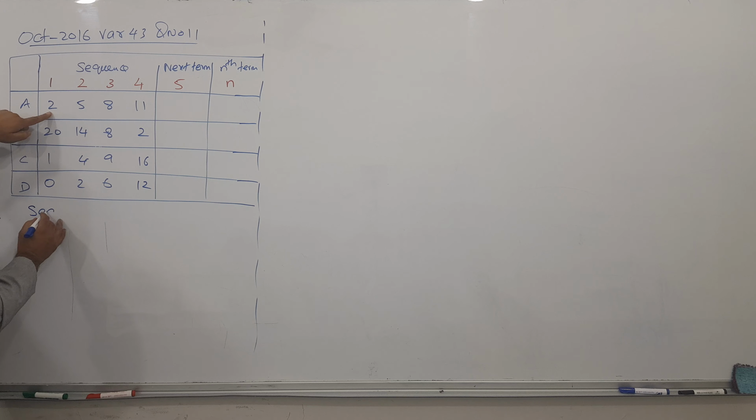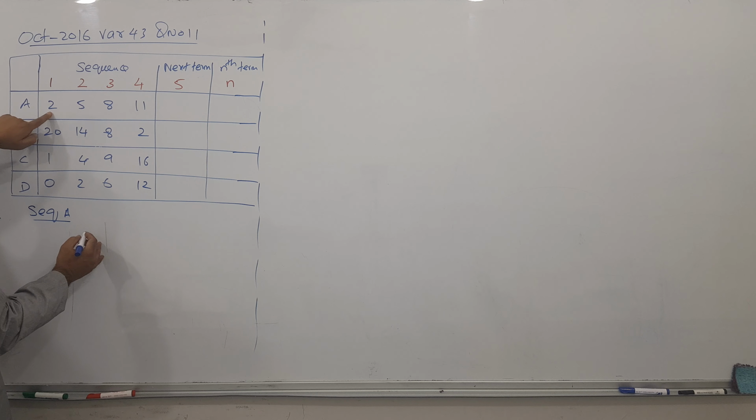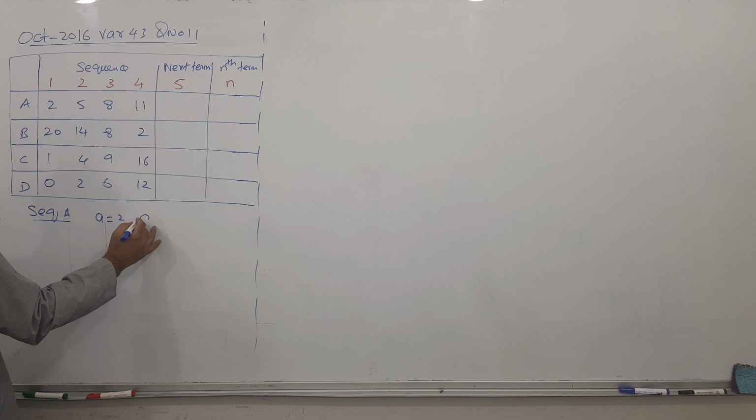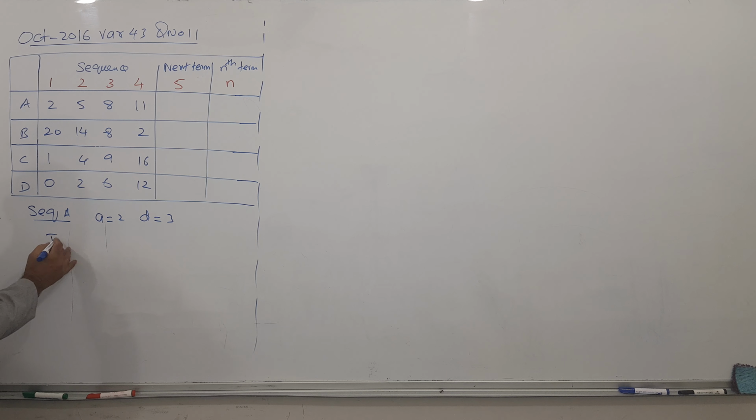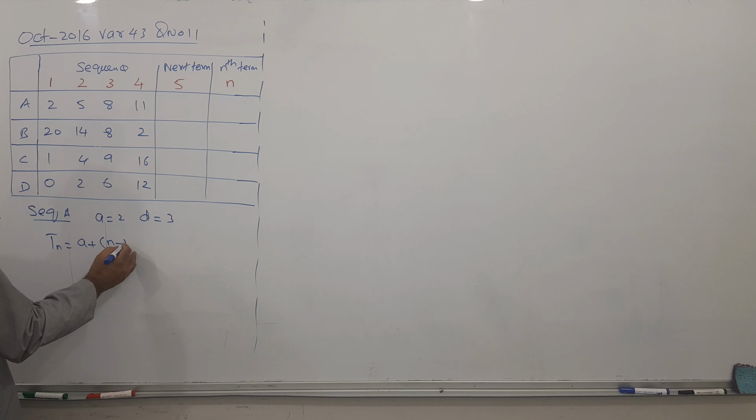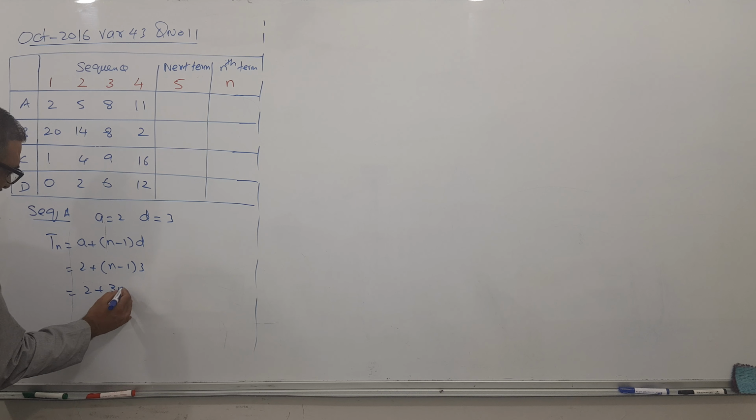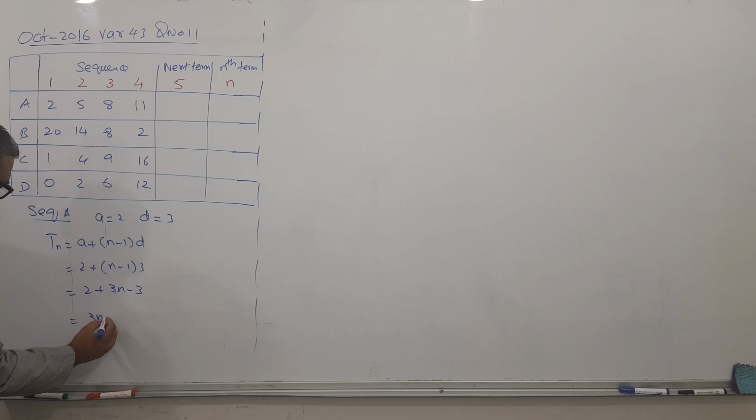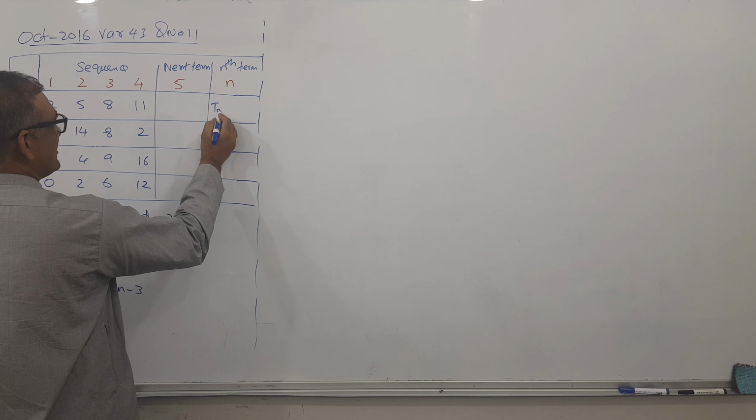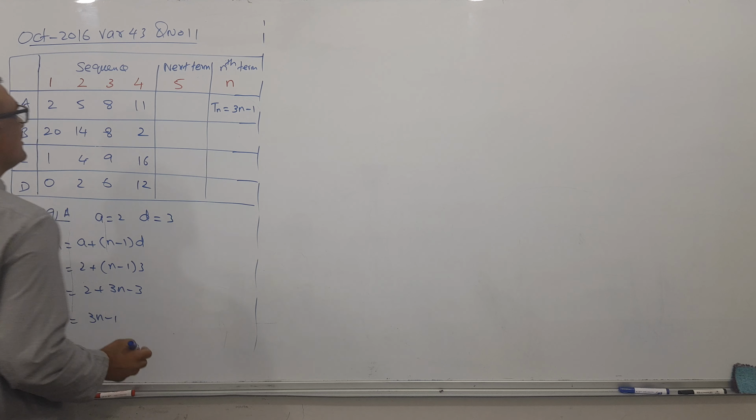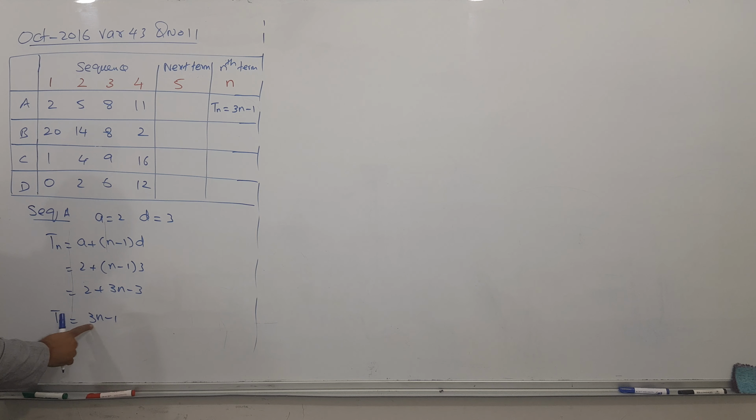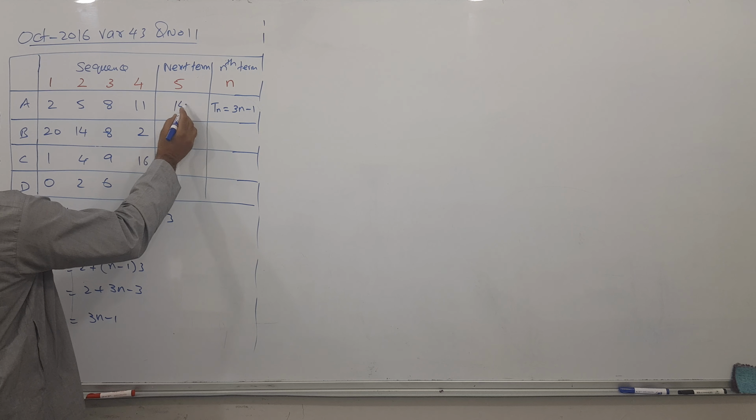So sequence A, let's talk about sequence A. It starts at 2 and the gap is +3, +3, +3. So A is 2 and D is +3. The formula, you know, Tn is equal to A plus n minus 1 into D, arithmetic progression. A is 2, n is n as it is, D is 3. Open the bracket, we get 3n minus 3, and ultimately we get 3n minus 1. So we got the nth term for the sequence. I can write here Tn is equal to 3n minus 1. How to find the fifth term? Put 5 here. 5 3s are 15 minus 1, 14. So we got it.